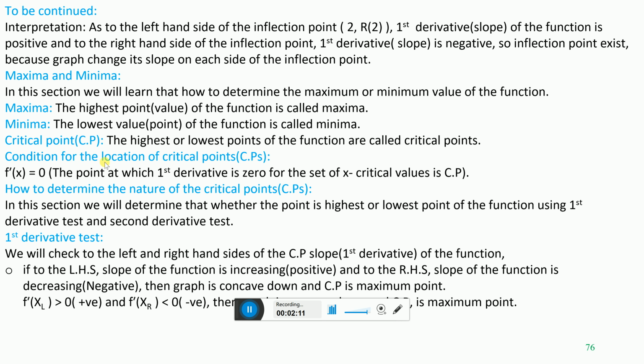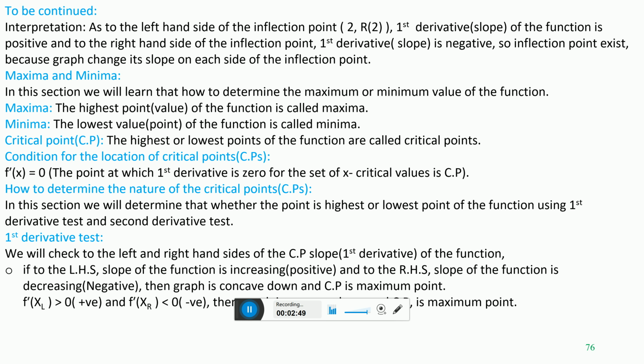The condition for the location of critical points is that the first derivative of the function for the set of x values must be 0. When the first derivative of the given function is 0 for the given set of x values, we can say that this is the location of the critical point. And how can we determine the nature of the critical point? Nature means whether this is the highest point of the function or the lowest point of the function.